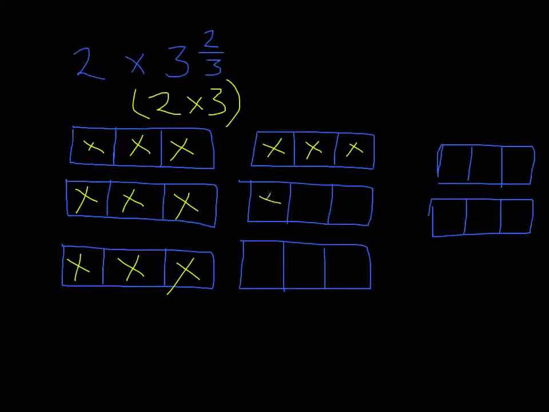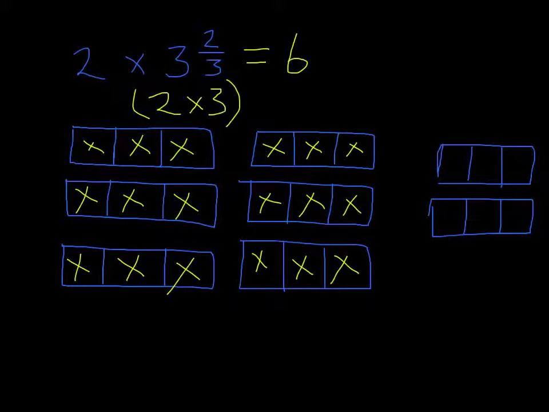so there's our 2 times 3 wholes. If you count them now, we have 1 whole, 2, 3, 4, 5, and 6. 2 times 3 is 6. So here's our 6 whole numbers here. So that's going to equal our 6 whole numbers.